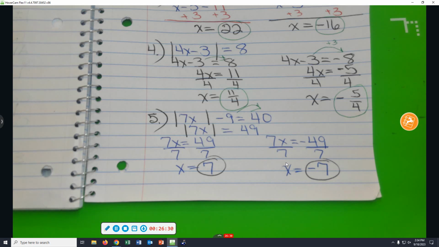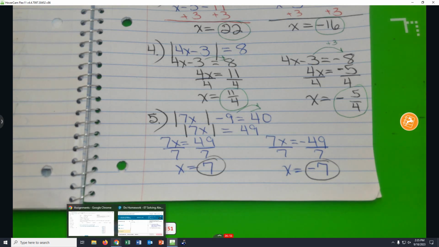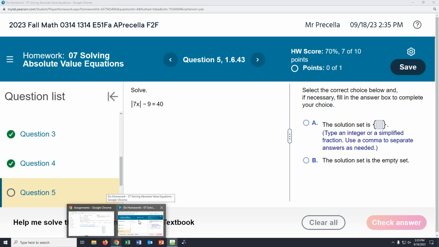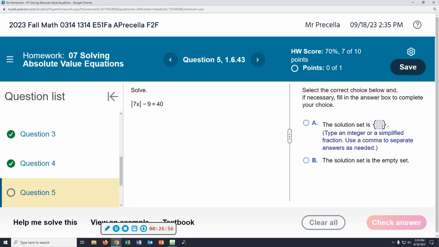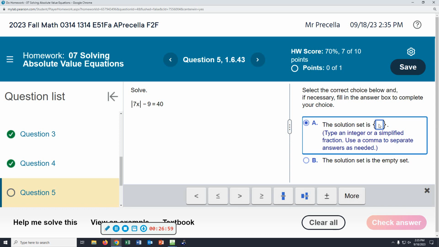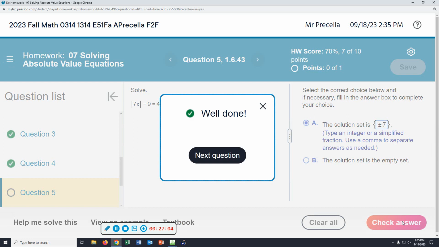You've got to always get that by itself first before you can figure out which case it is. Then you get the absolute value by itself, then you set up the cases without the absolute value bars, and then you get the x by itself. But that's true for any equation. If you're solving an equation, you want the x by itself. That's your goal. I'll say plus or minus 7. Well, if you want to say 7 comma negative 7, it's the same thing.